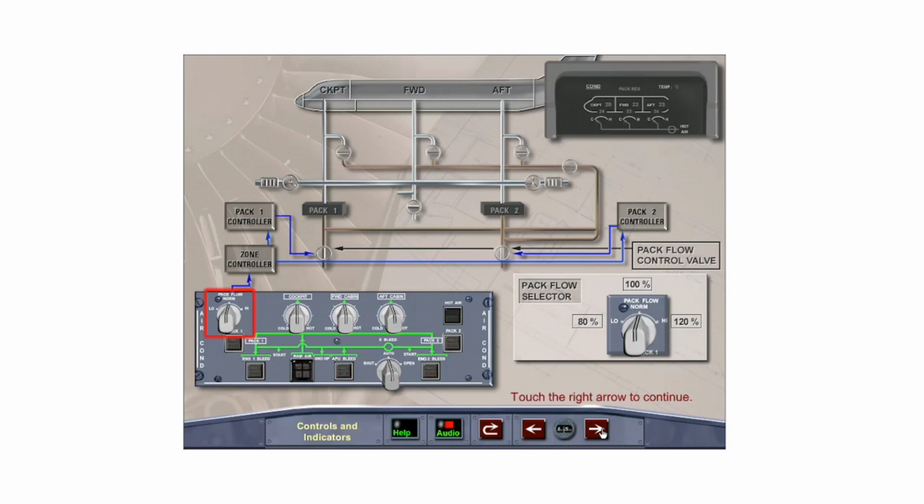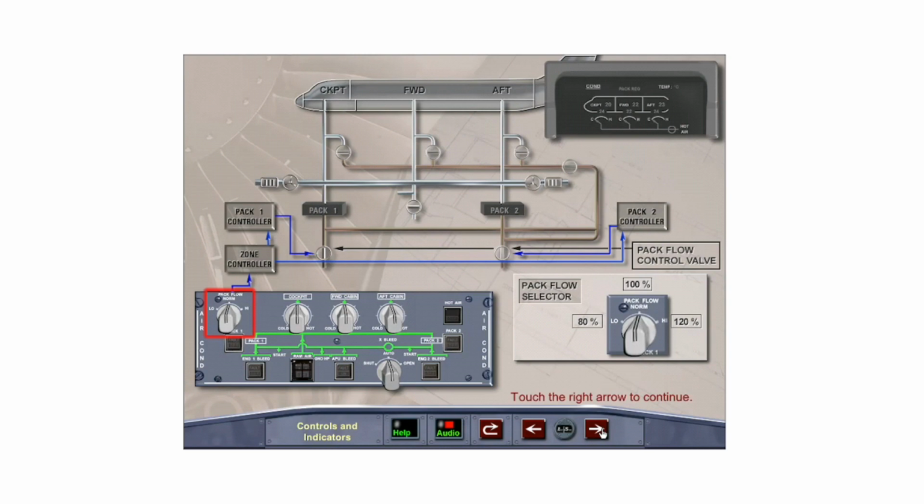The pack flow selector allows control of the pack valve flow depending on the ambient conditions and the number of passengers. The low selection is 80% flow for light passenger loads. Normal is 100% flow, with high 120% for high demand conditions.